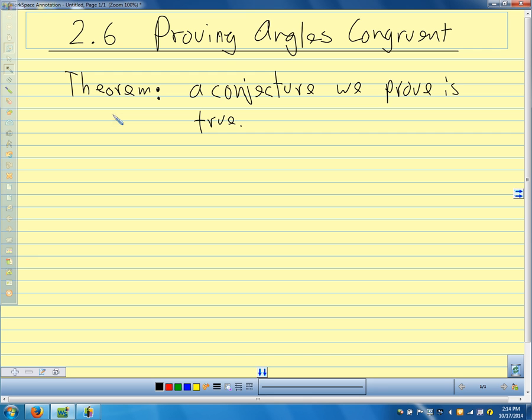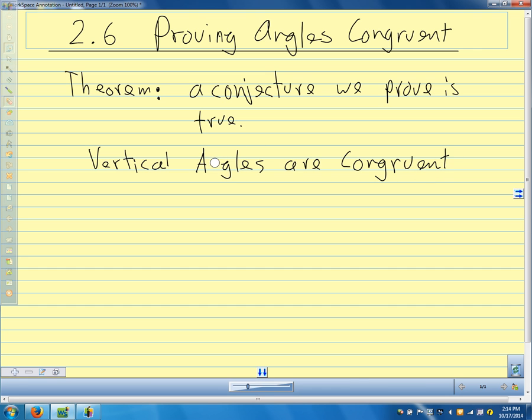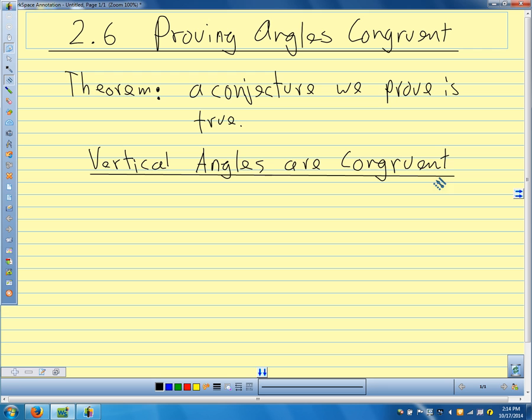Once we prove that it's true, we say, okay, we know this, now we can use it as a reason. So I want to talk about something that we've used before. We have said before that vertical angles are congruent. We talked about this in chapter 1. Now we have the tools to prove that this is true. We accepted it, now we can prove this as a theorem. So let's draw a picture, and we're going to build a proof.